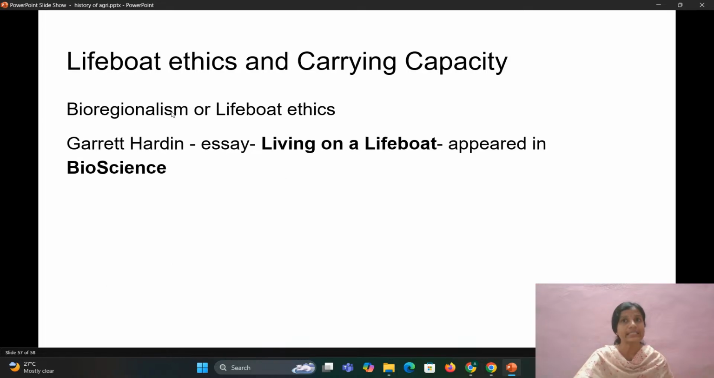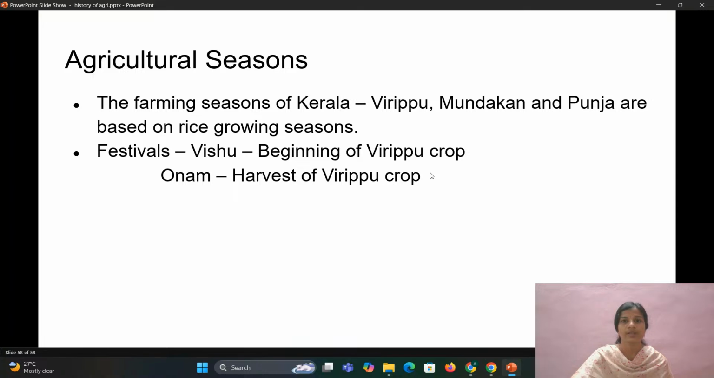Then there were various criticisms of the Green Revolution, and the major criticism is related to lifeboat ethics, or bioregionalism. Lifeboat ethics was put forth by Garrett Hardin. This is the final slide of this topic, history of agriculture, and it is included just for some information.